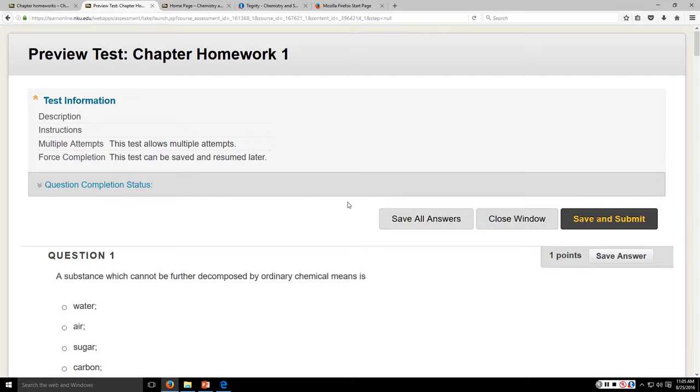So I leave all of the homeworks open for the entire term so that you can go and practice and retake them at any point you want throughout the semester. So if we get, say, into chapter 5 and you're having problems with chapter 2 material, you can go back and work on chapter 2 material through the homework and so forth as well.